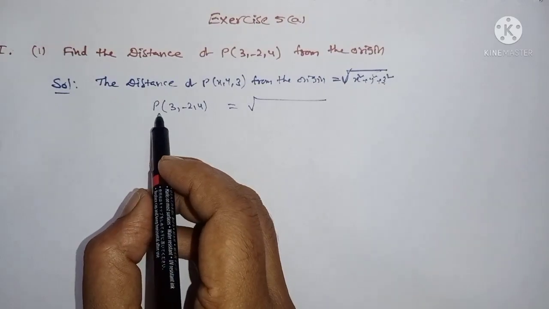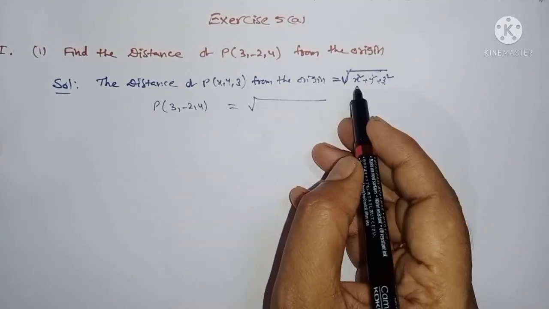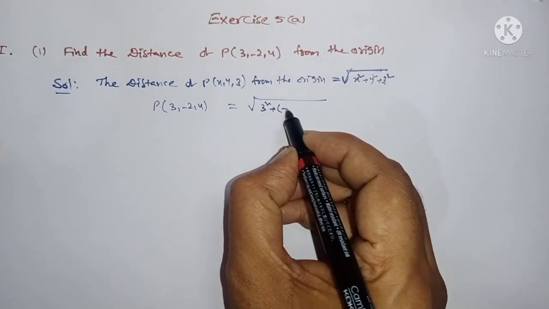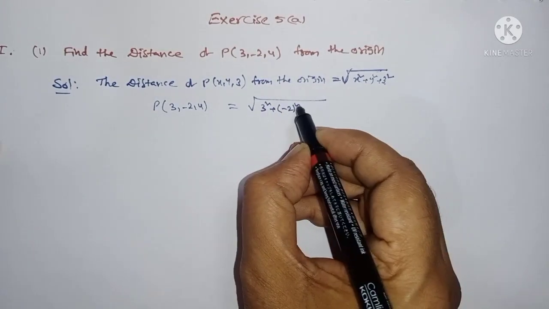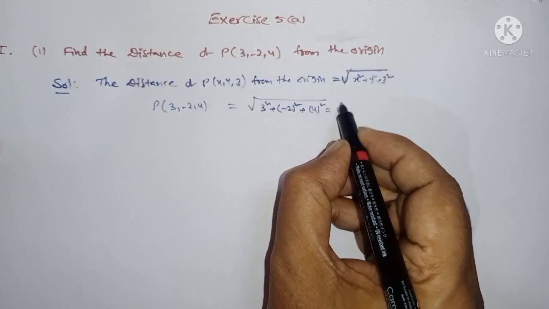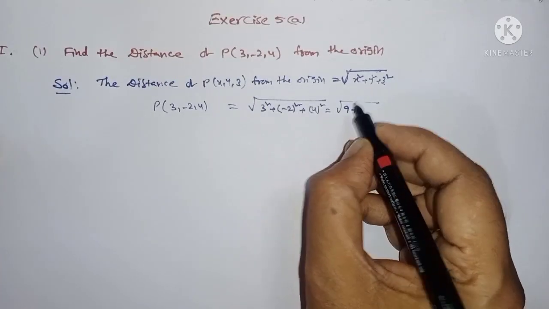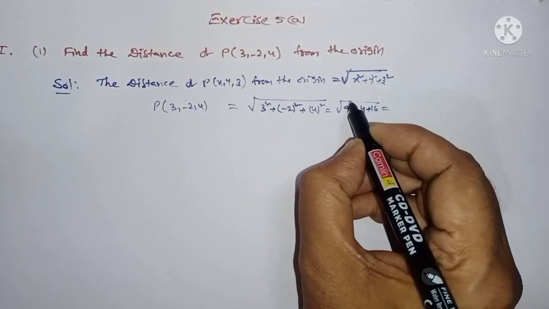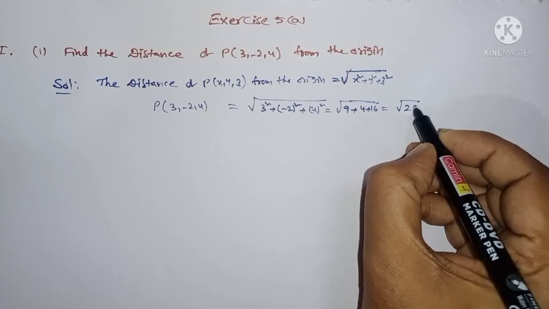Therefore it is given P of 3 comma minus 2 comma 4. x square is 3 square plus y square, minus 2 square, plus z square, which is nothing but 4 square. Therefore 9 plus 4 plus 16 is nothing but root of 29 units.